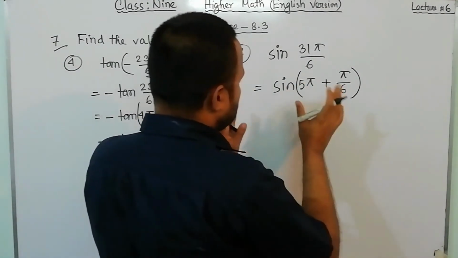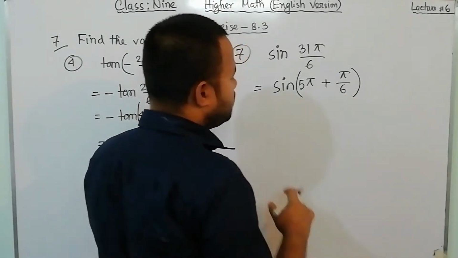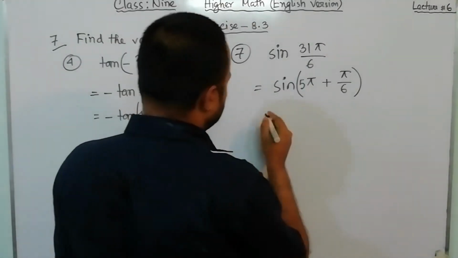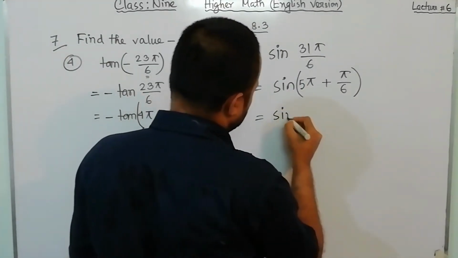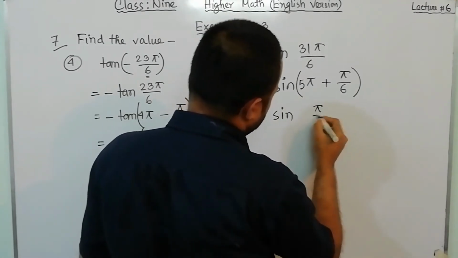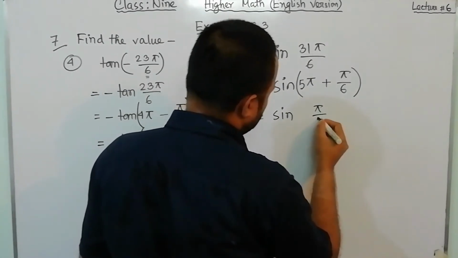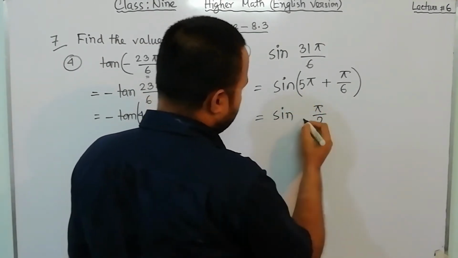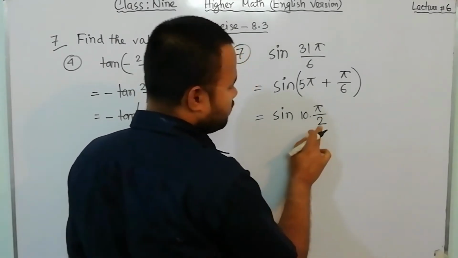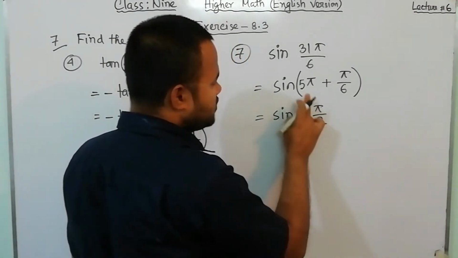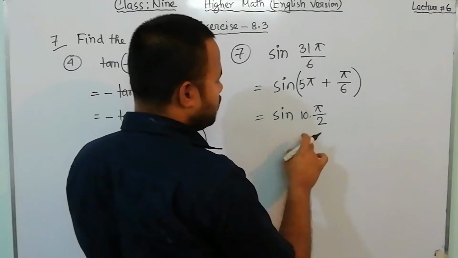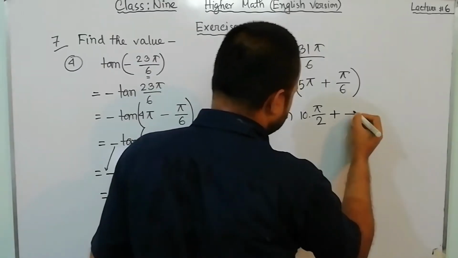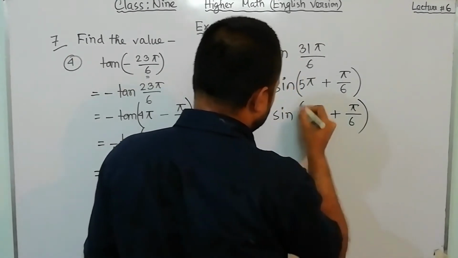Okay, now convert this term in the form of n pi by 2 plus or minus theta. If we convert this, then here sine, we have to put pi by 2. So we have to put here 5. In terms of 5, we have to put 10 because of this 2. We have divided this term by 2, so we also have to multiply this term by 2. Okay, now plus pi by 6 here.